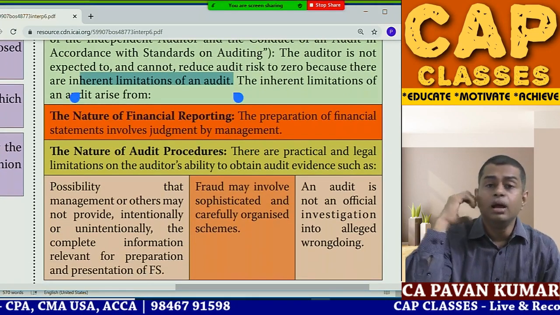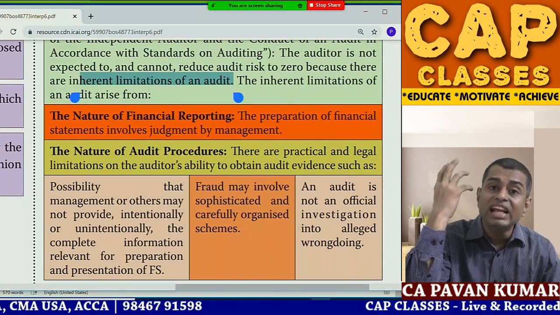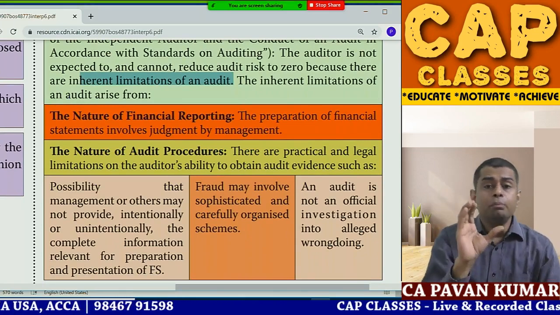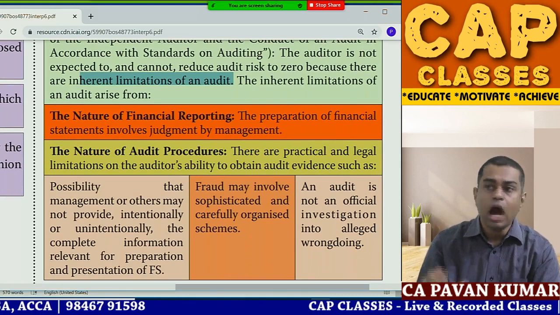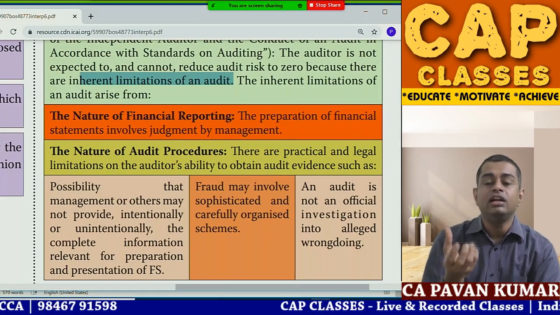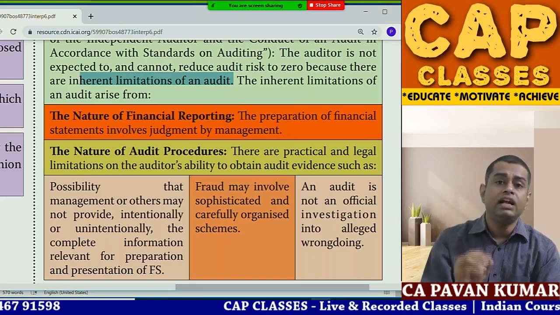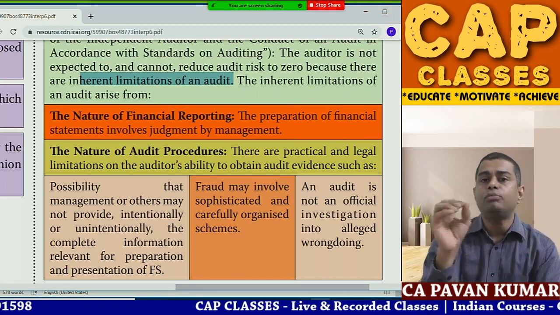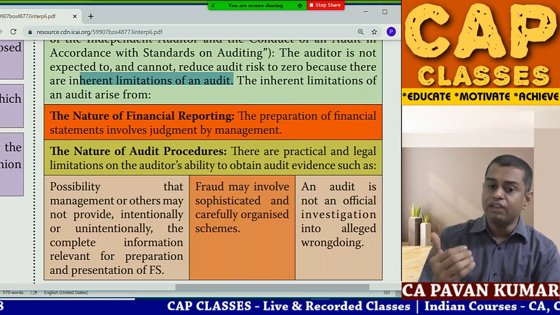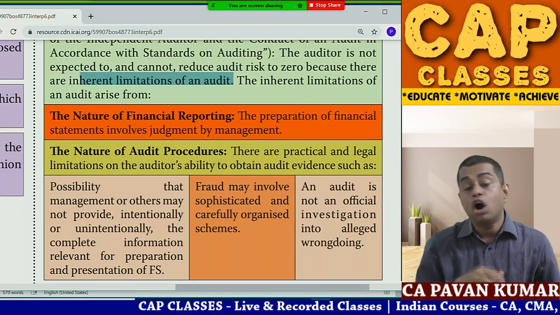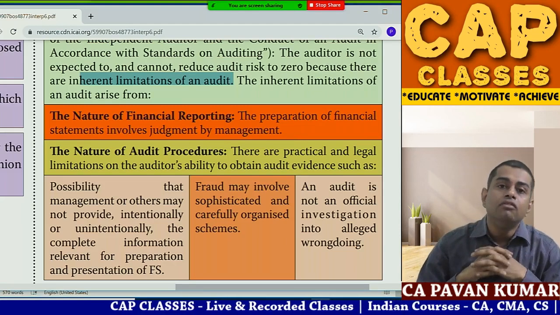For example, management uses so many estimates. Say provision for gratuity. How is the provision for gratuity calculated? The management approached one expert, an actuary, and the actuary said, create a provision for 22.5 crores. Can the auditor verify that? The answer is no. The auditor is not a technically competent valuer, no?